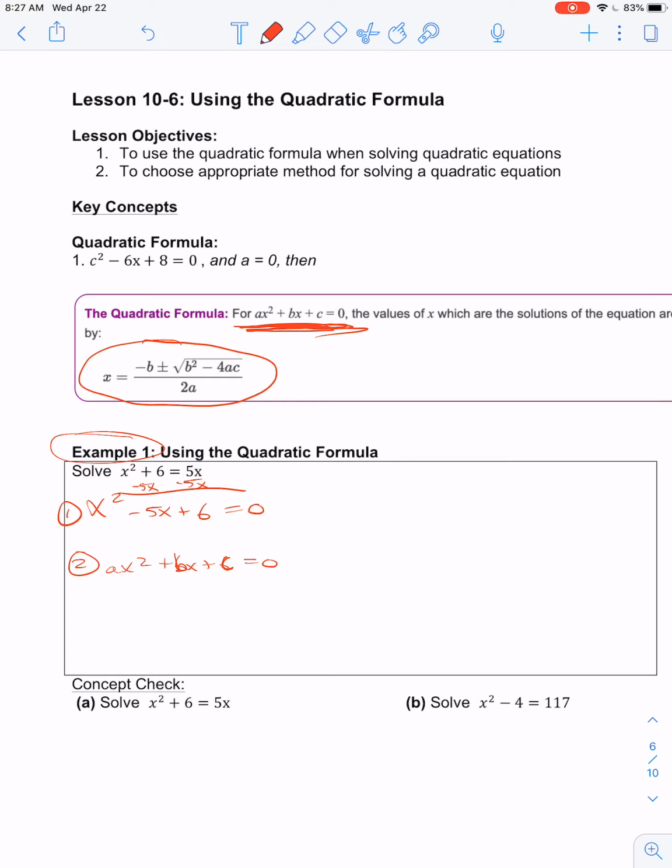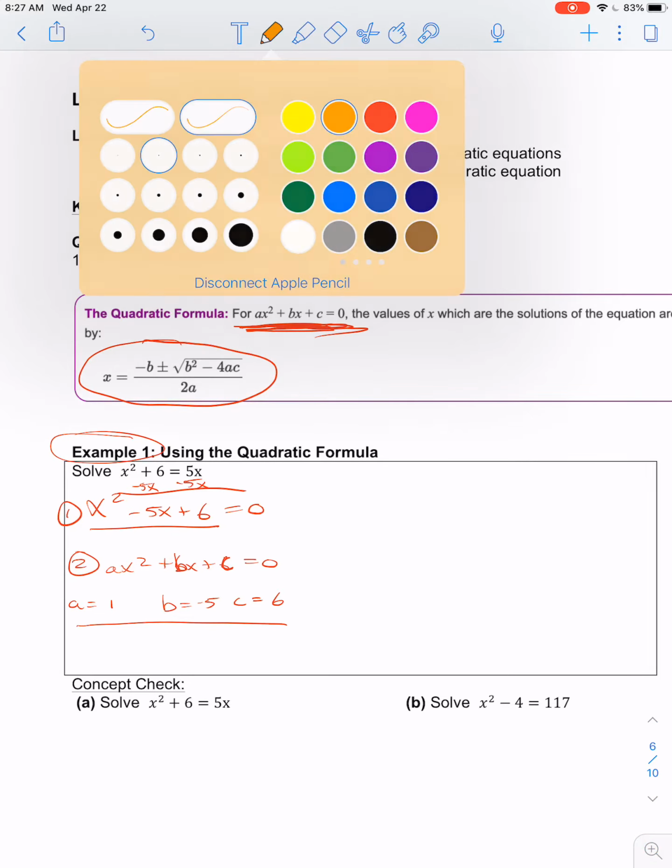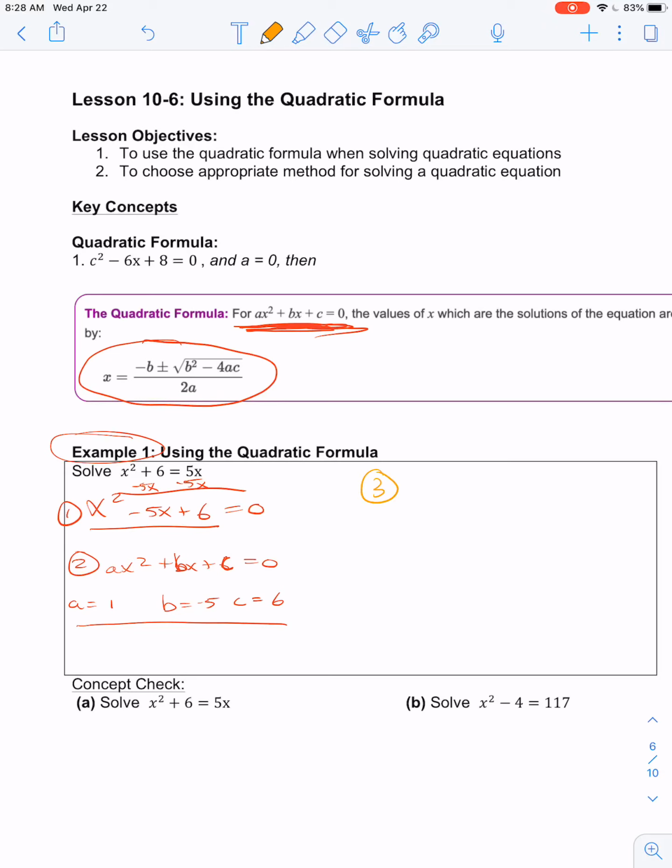And so if I fill in the blanks for those things, a, in this case, is going to equal 1. B in this case is going to equal negative 5. And c in this case equals 6. So what we did was we got everything onto one side. We went ahead and found what the actual variables were, so a, b, and c. And then the last thing we're going to do is just plug those things into the quadratic formula.